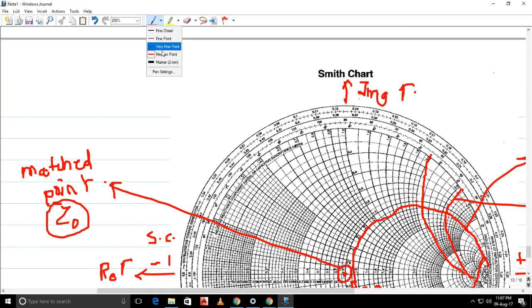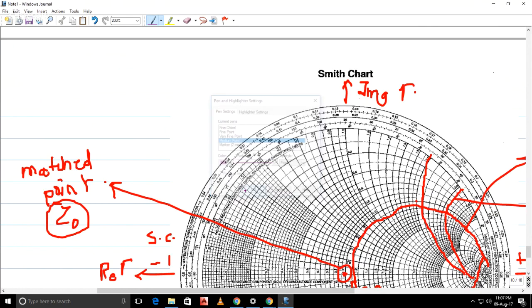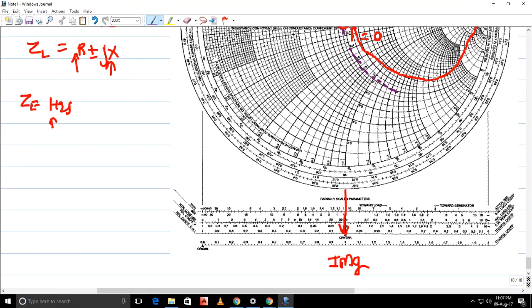So I'll just mark it with another color. So this becomes actually the intersection point. So this becomes 1 plus 2j. Please mark on your Smith charts 1 plus 2j. If I wanted to plot similarly 1 minus 2j, then you can come down. This is a circle which passes through 1. And for 2, this is a circle which passes through 2. So this point becomes the intersection. And then I get Z as 1 minus 2j.